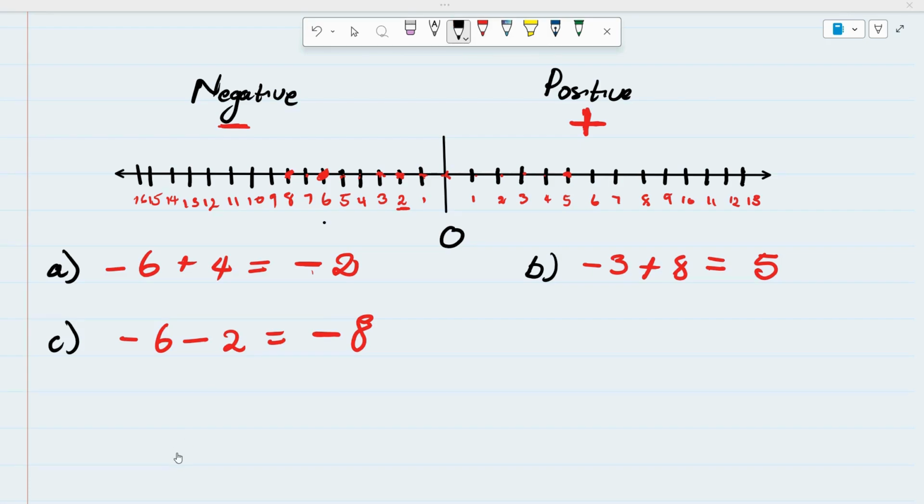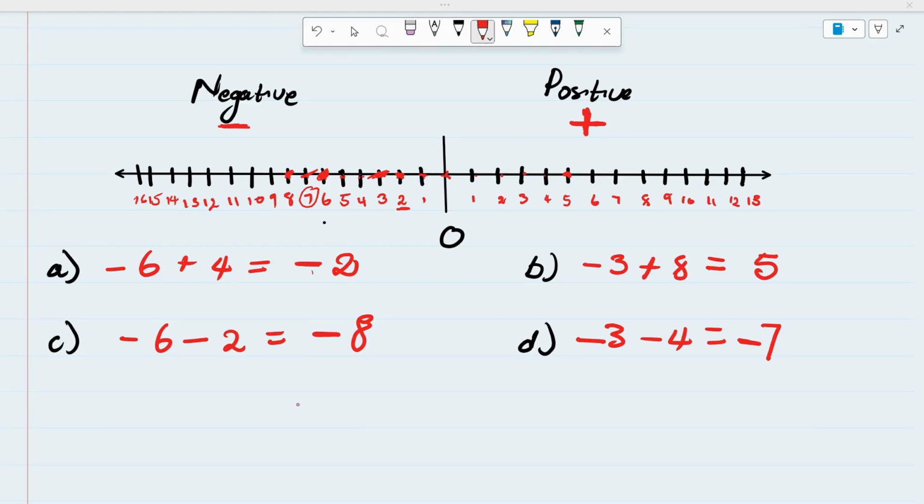Let's take a final example. We'll start at 0, and from 0 it says 3, in which direction? The negative direction. 1, 2, 3. This is where we are. Then it says -4. 1, 2, 3, 4. This is where we are. It's a 7, but in which direction? The negative direction.